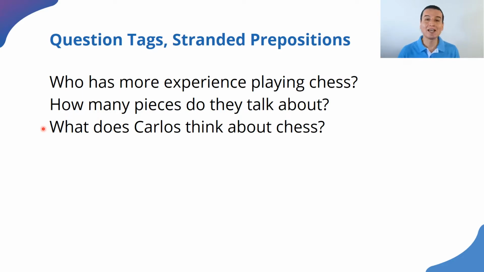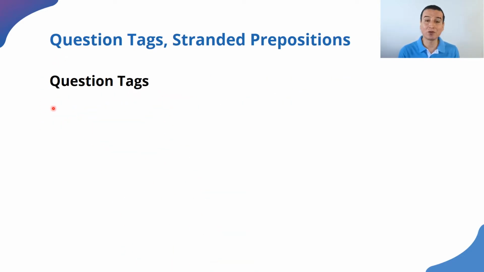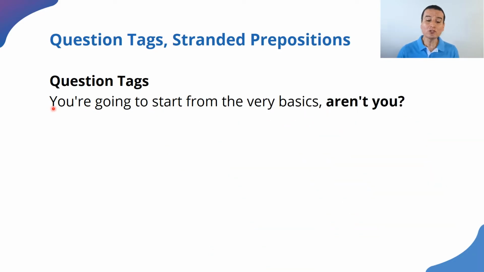All right, but I'm going to use that conversation that they had to tell you something about question tags. What are question tags? Question tags are questions that we add to a statement just to confirm that what we said is right. For example, as you can hear, Carlos says, "You're going to start from the very basics." That's his assumption. And he says, "Aren't you?" That is to confirm that his assumption is right.